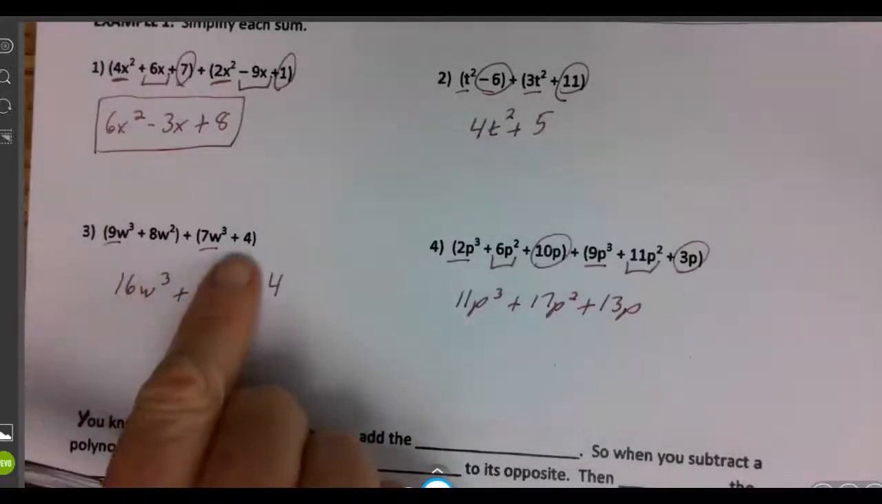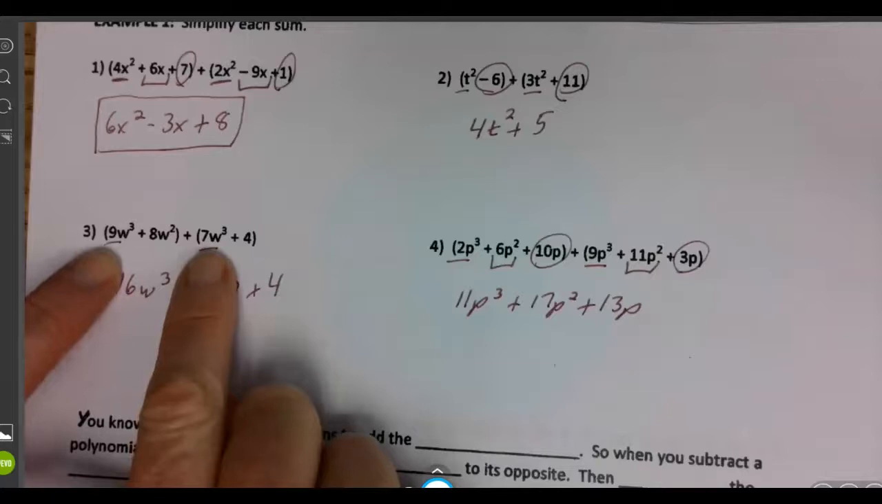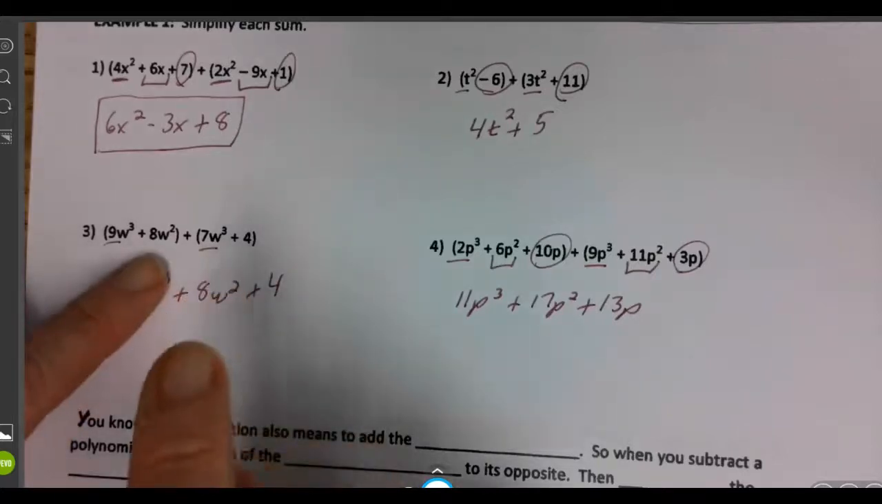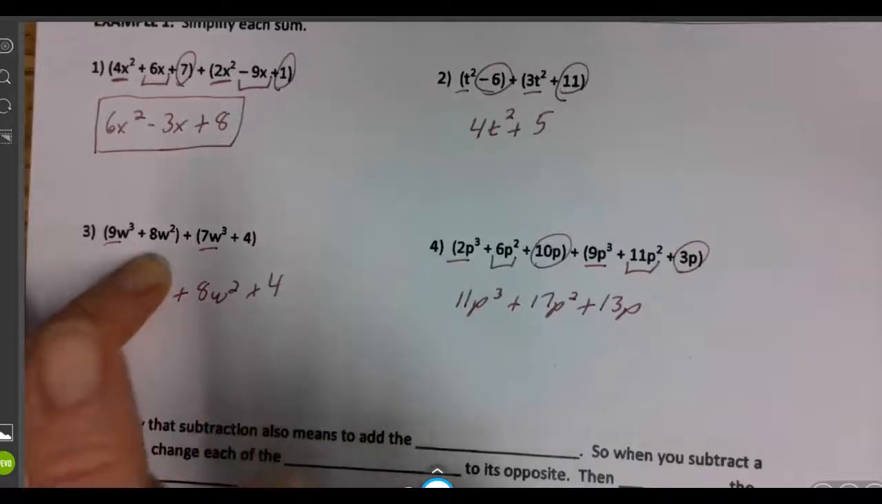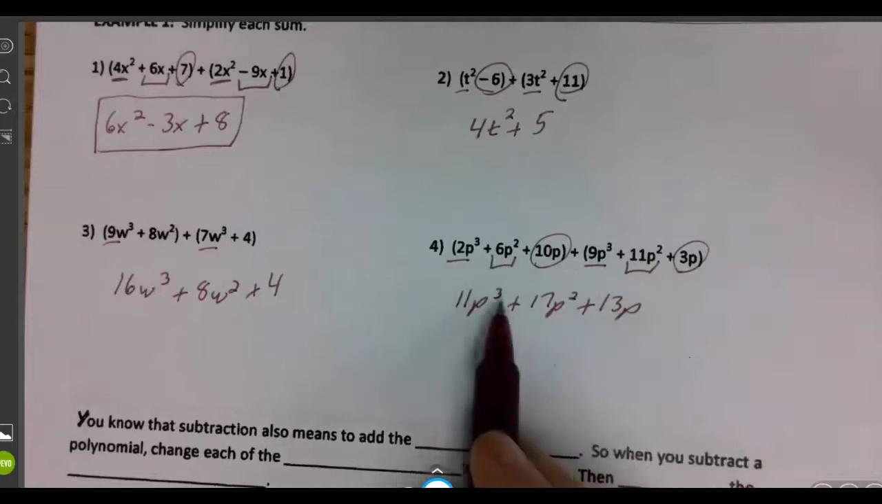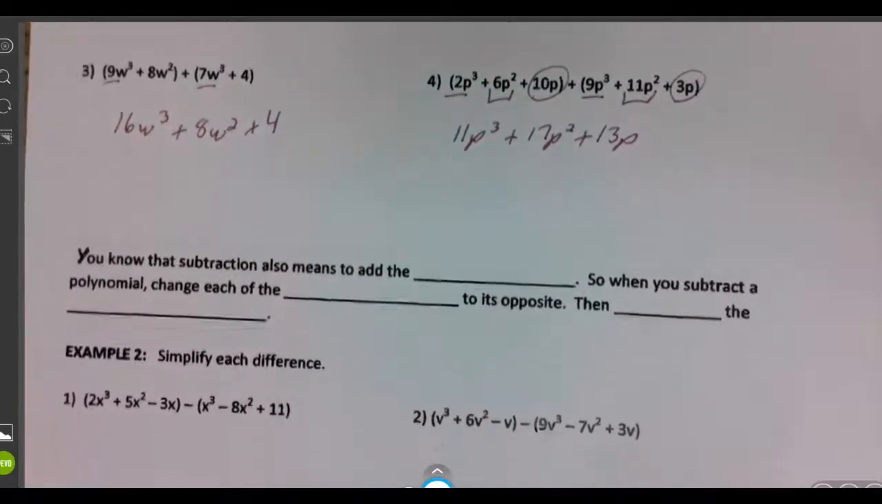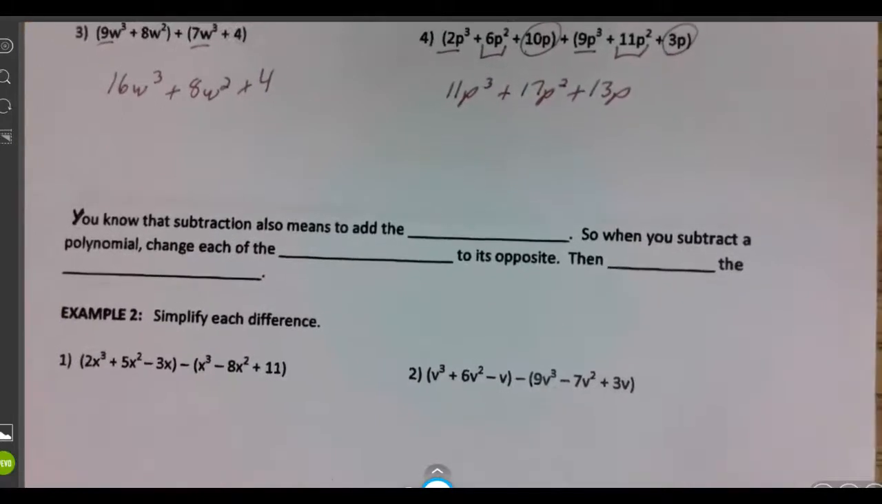Now, number 3 was trying to be a little tricky. Did you notice that? So I had these two were like terms, 9w to the third and 7w to the third, combined to 16. But 8w squared did not have a like term. Nothing to combine with. 4 didn't either. Okay? Over here, we did have like terms. And notice our exponent does not change. That's really important.